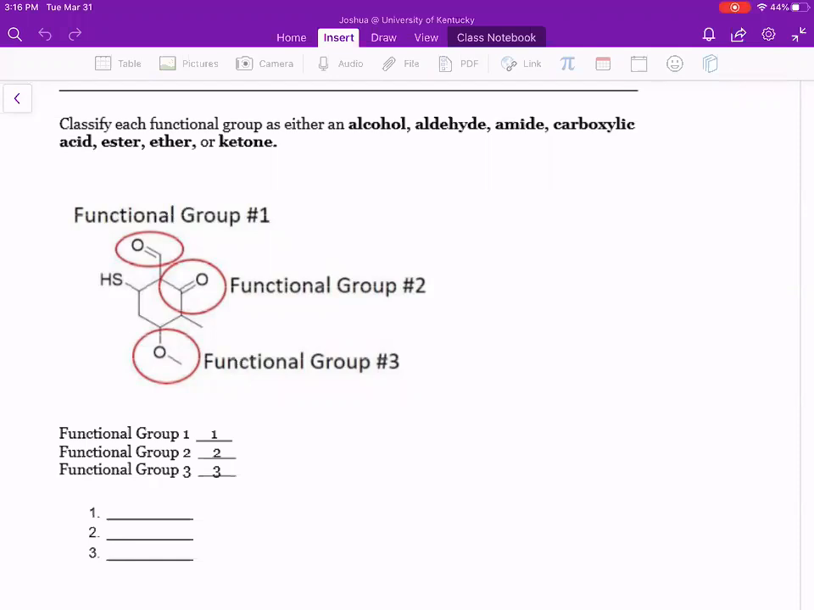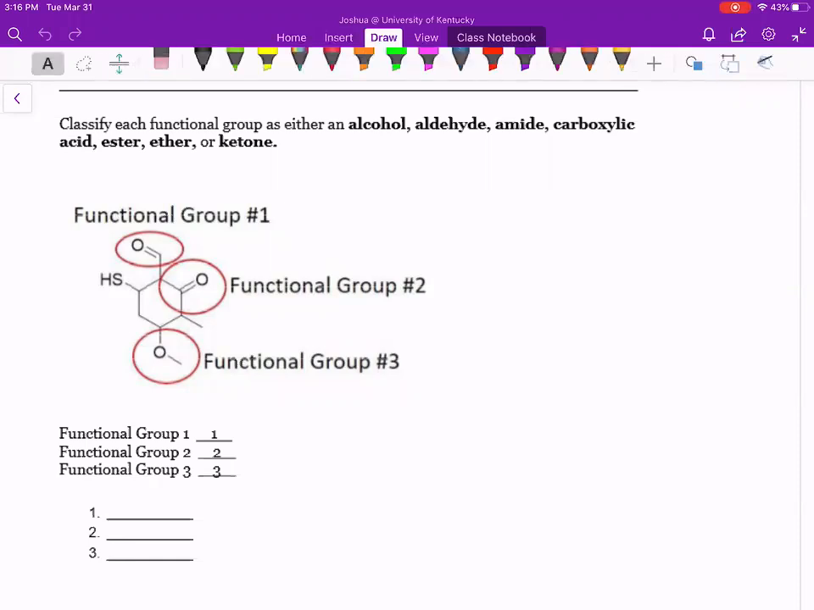Classify each functional group as either an alcohol, aldehyde, amide, carboxylic acid, ester, ether, or ketone. Functional group 1 is aldehyde. Functional group 2 is a ketone. Functional group 3 is an ether.